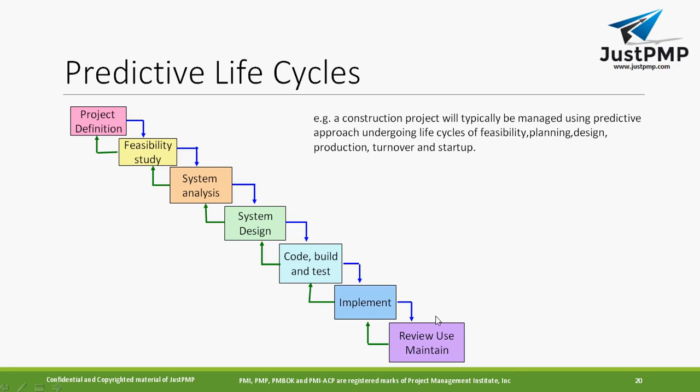Take the example of a construction project, which will typically be managed using the predictive approach, undergoing the life cycle of feasibility, planning, design, production, turnover, and startup. Normally the big projects, most construction projects or big plant projects, go with the predictive life cycle.